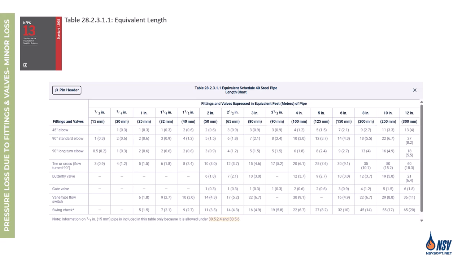It's important to note that the values in Table 28.2311 are based on Schedule 40 pipe with a C factor of 120. Therefore, in sprinkler systems where the pipes are not Schedule 40 or the C factor differs from 120, appropriate correction factors must be applied to ensure accurate pressure loss calculations.